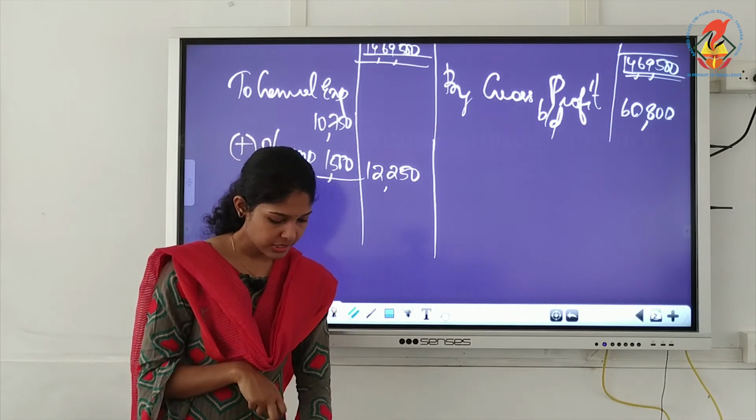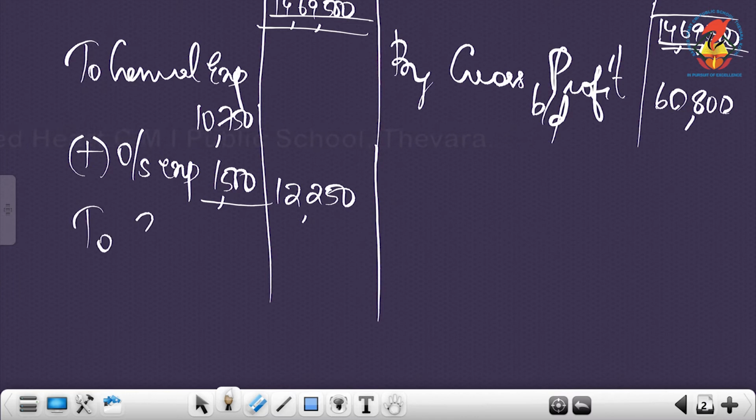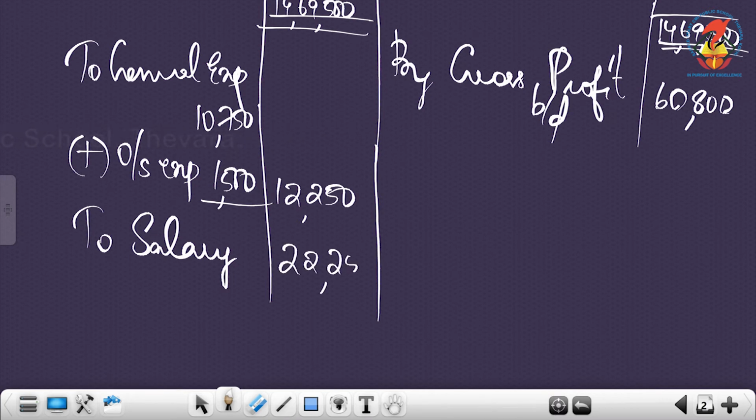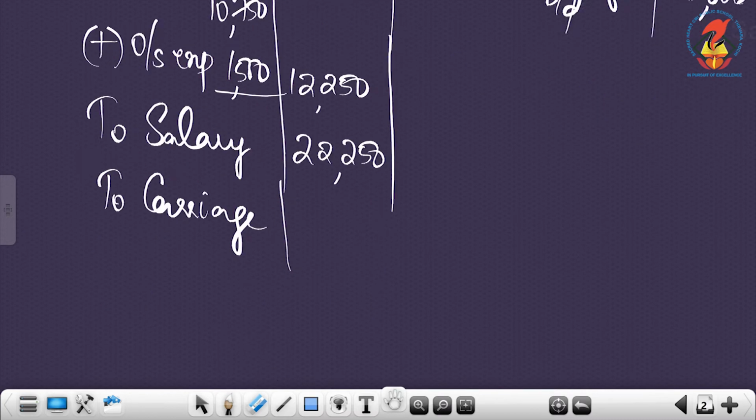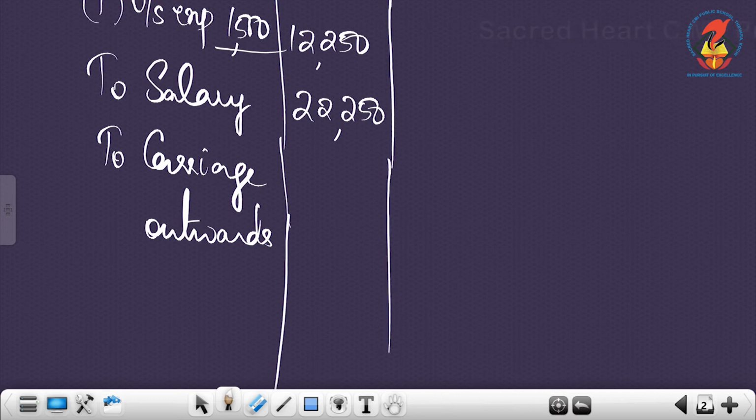Then the next indirect expense is salary, which is not having any adjustment. So directly you write to salary, 22,250. Then we have carriage outwards, which is an indirect expense. You must specify it as carriage outwards because simply carriage means it is carriage inwards. This is 4,000.